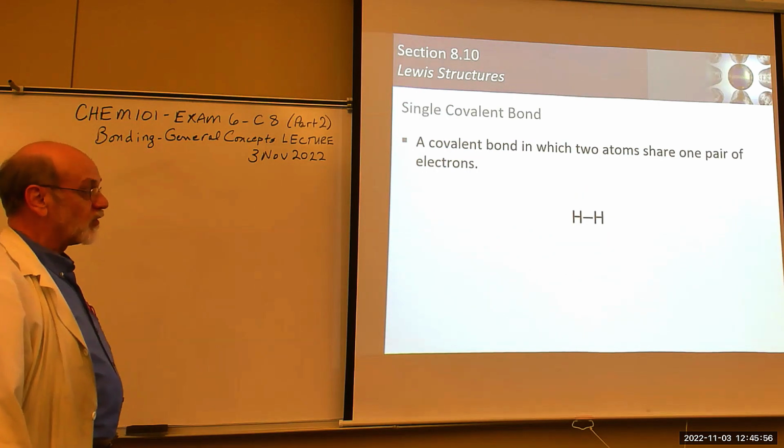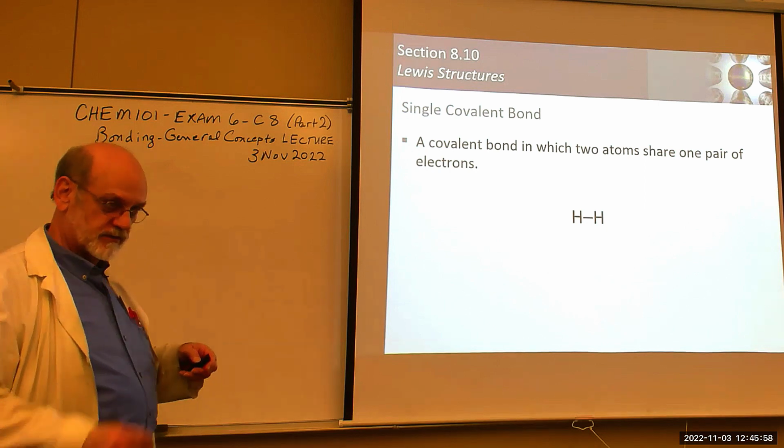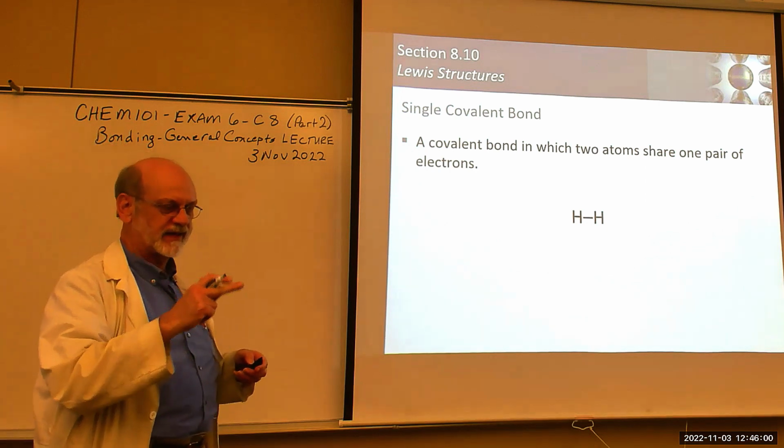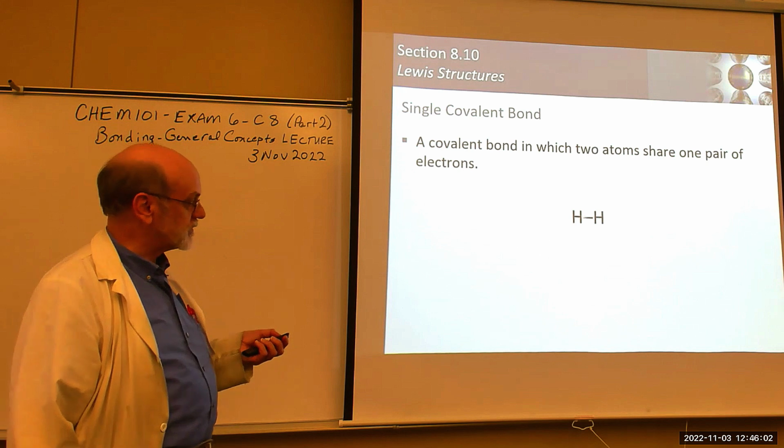Okay, that's what a single covalent bond looks like. That's 1 pair of electrons, and we denote it with this dash.